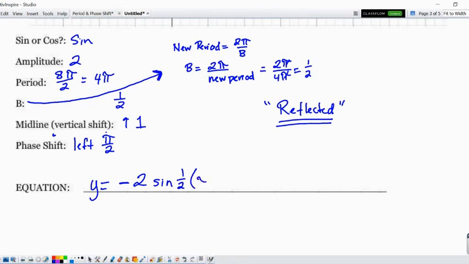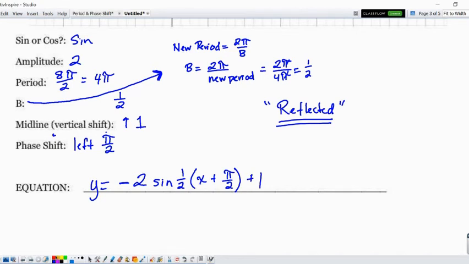And then a parentheses, and we have an x. And we put our phase shift in here, our horizontal shift in with the x. We moved left by pi over 2 units, which means this needs to read plus pi over 2. We close our parentheses, and any vertical shift comes at the end. We said that our midline was 1, so we could do plus 1.